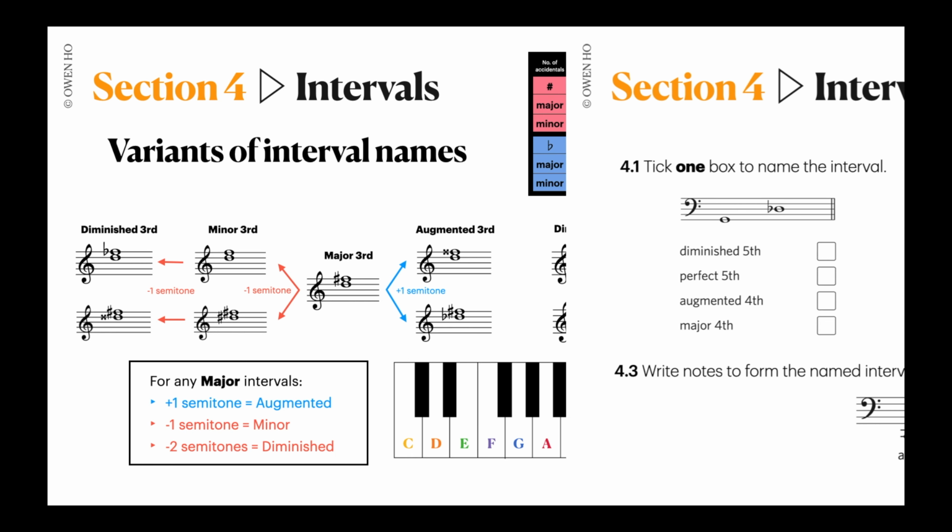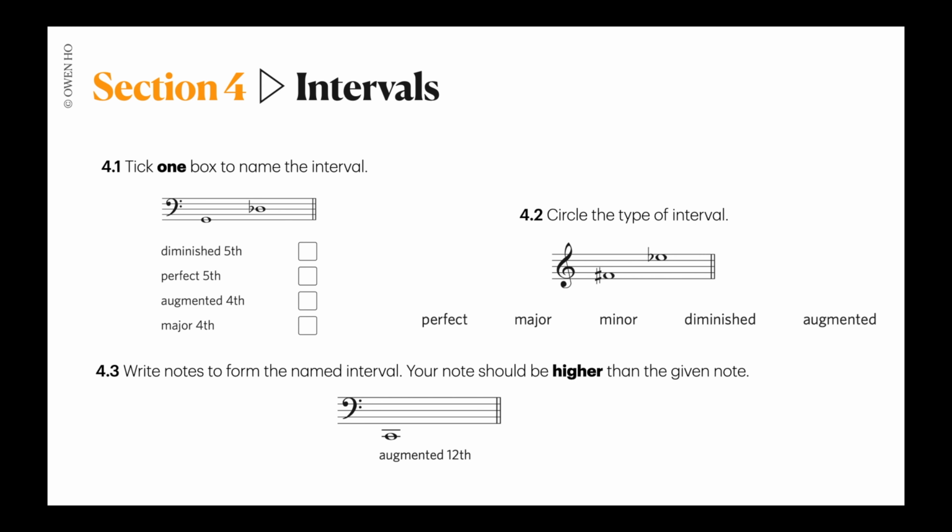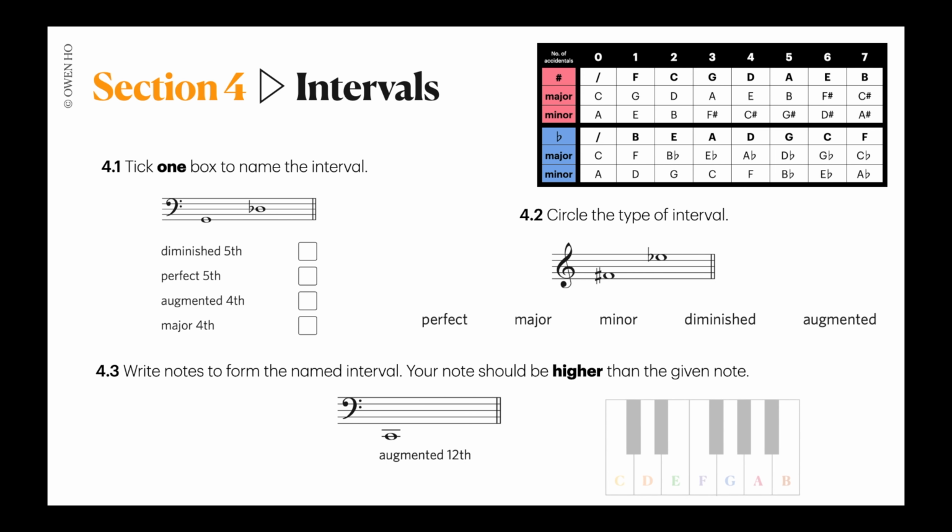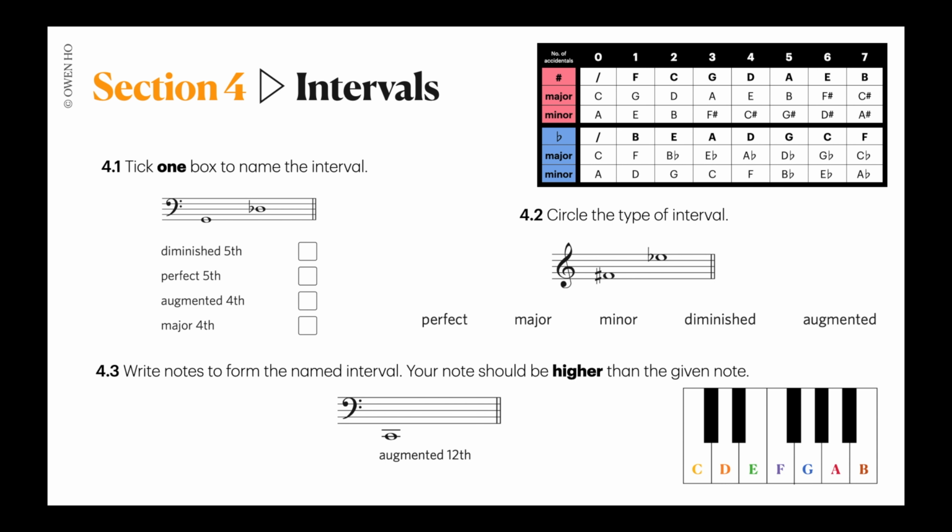Now that we have learned about how to name intervals, we can return to these questions. Let's take out our key signature grid and the keyboard. For the first question, we have a G note in the bass and a D flat at the top. Now let's check the key of G major. Does it have any D flat or D sharp? Well, not really, as it only has an F sharp.